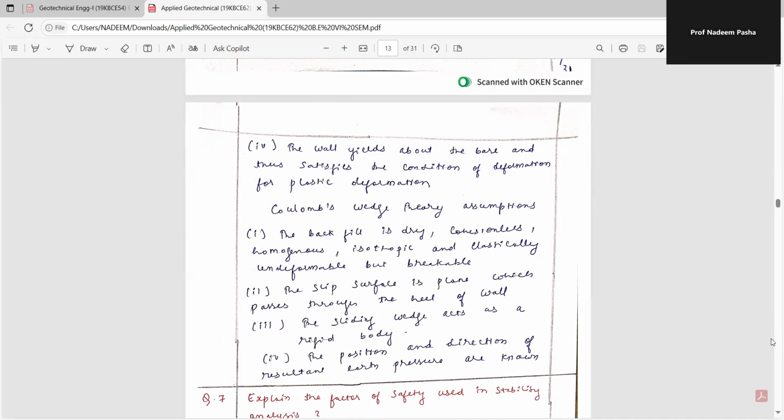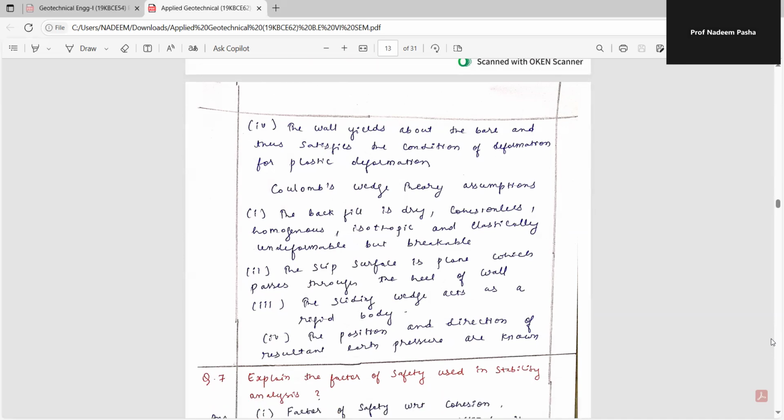The slip surface is plane which passes through the heel of the wall. The sliding wedge acts as a rigid body. The position and direction of the resultant earth pressure are known.